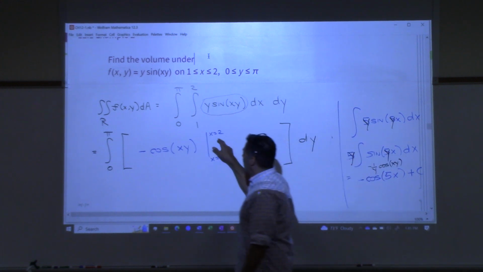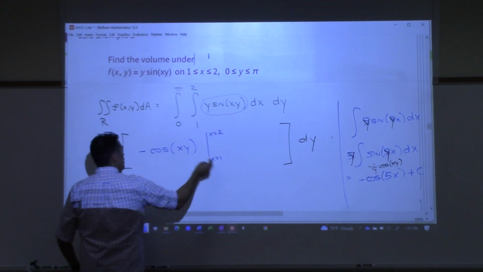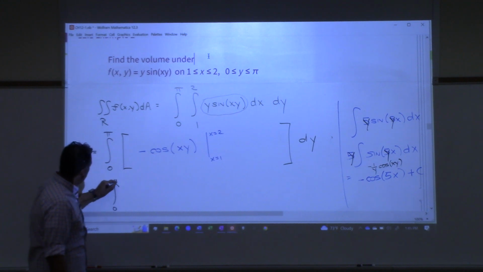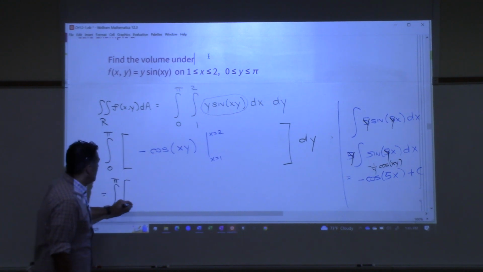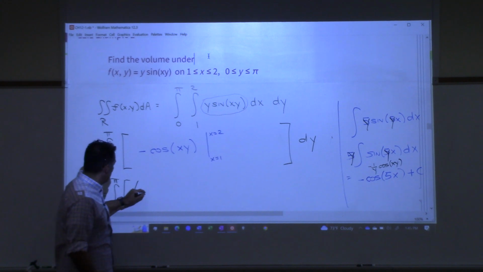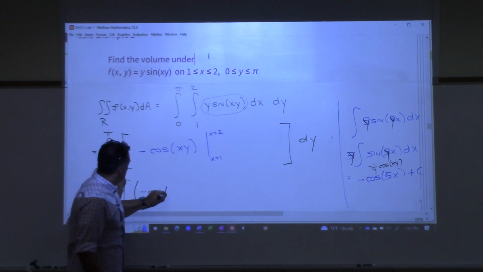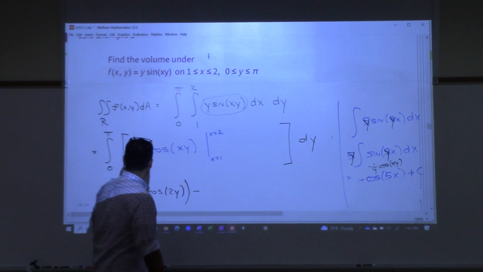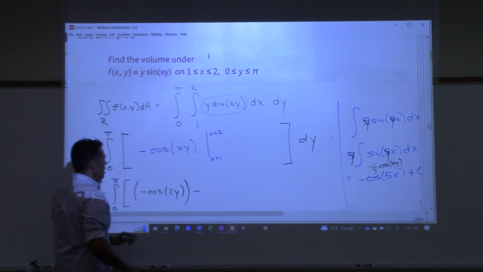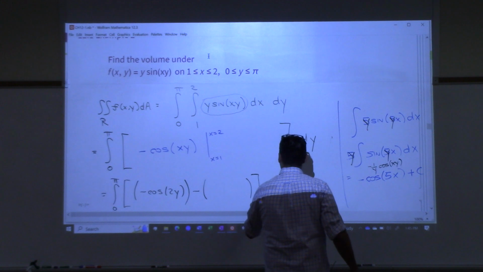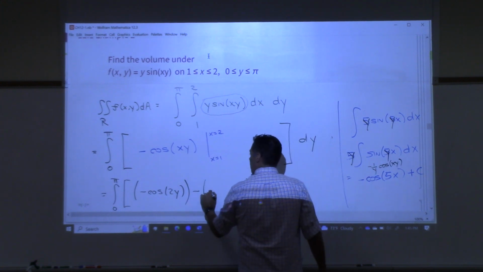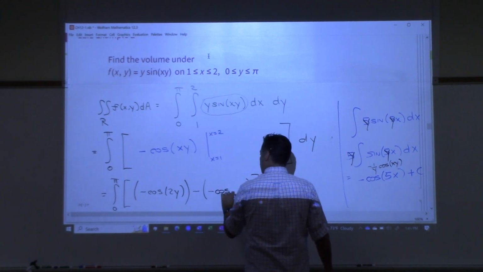All right, now x is 2. I'm going to plug in 2, then 1. So I've got this now: the integral from 0 to pi. When I plug in 2 for x, I get negative cosine of 2y. And then I have minus whatever I get when I plug in 1 for x, so now you just get minus cosine of just y.